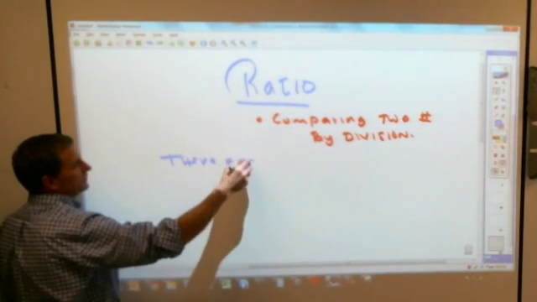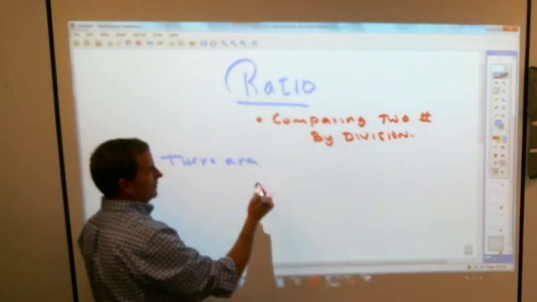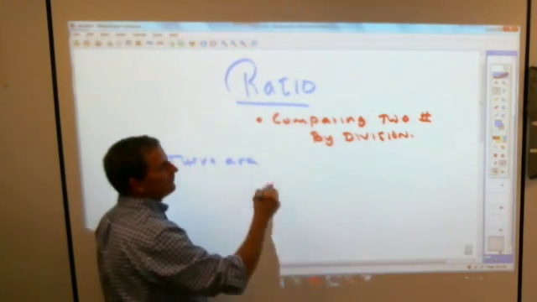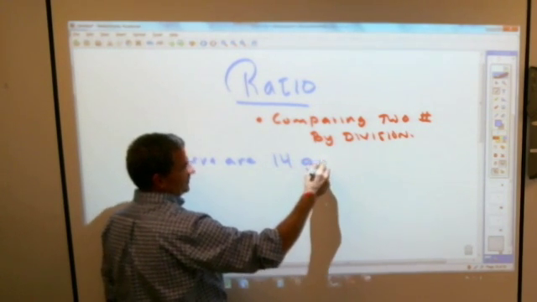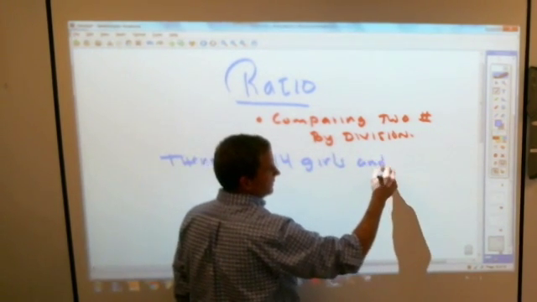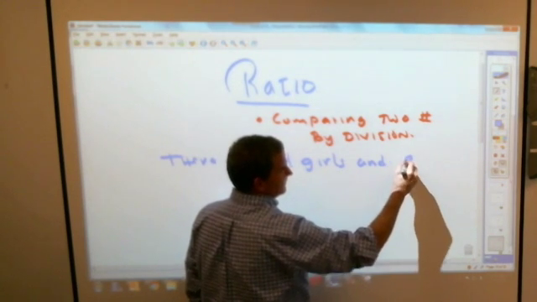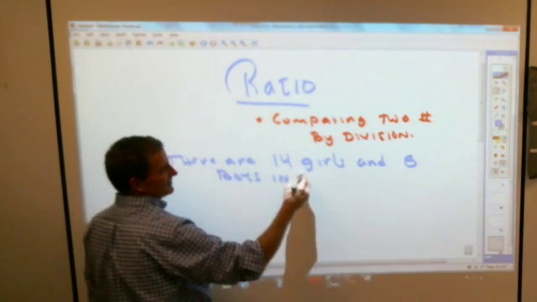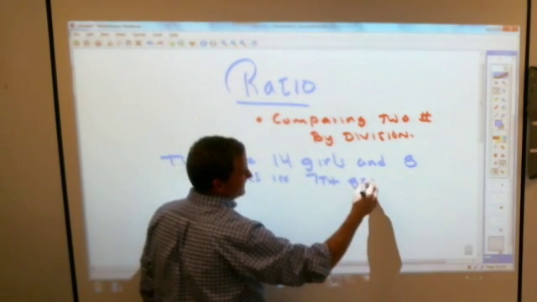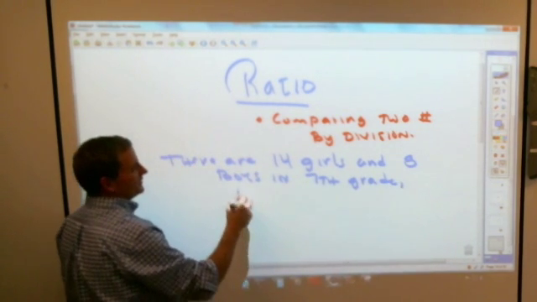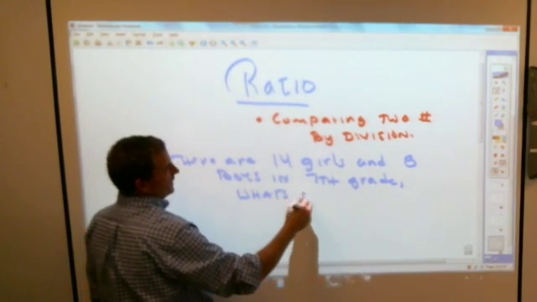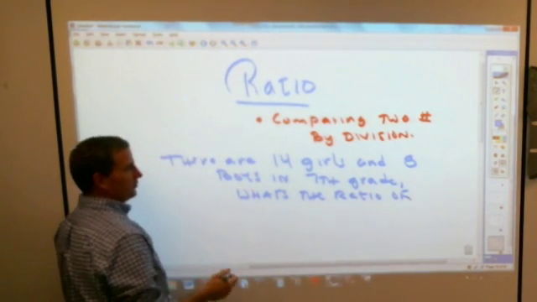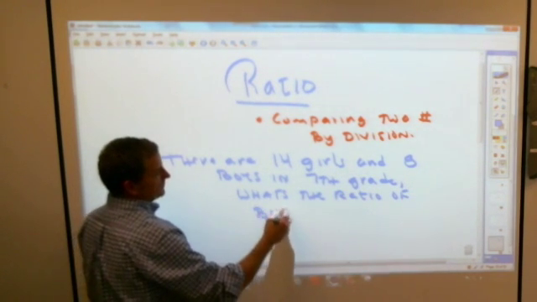How many girls are there in your class? 14. Not enough for the dance, apparently. What? There are what? 14 girls. Wow. And how many boys? 8 boys. In what class is this? 7th grade. Here we go. What's the ratio of, what should we go with? Girls to boys or boys to girls? Let's go boys to girls.